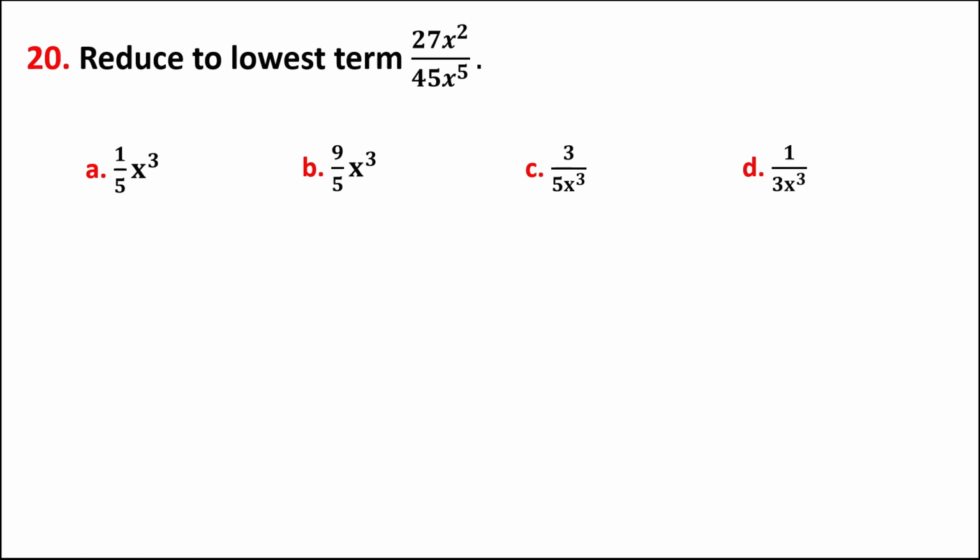Then for the last problem, reduce to lowest terms. Since 27 and 45 are divisible by 9, 27 divided by 9 is 3, and 45 divided by 9 is 5. Then for these exponents, we need to subtract the exponents since the denominator is greater than the numerator. So we have 5 minus 2, and that's equal to 3. So this is x to the power 3.